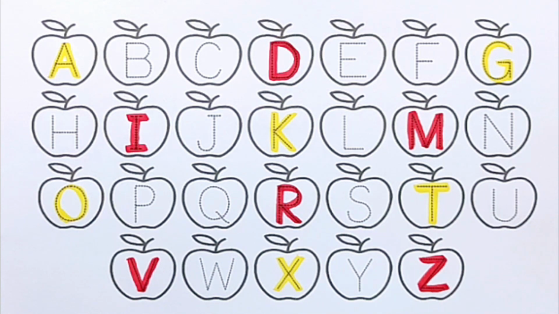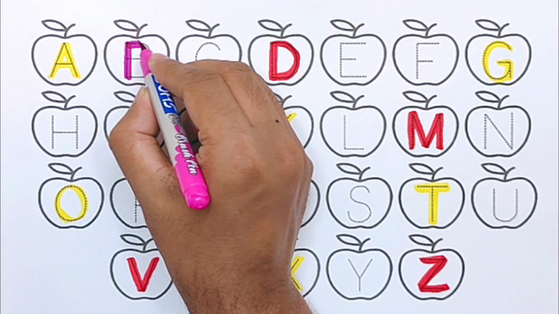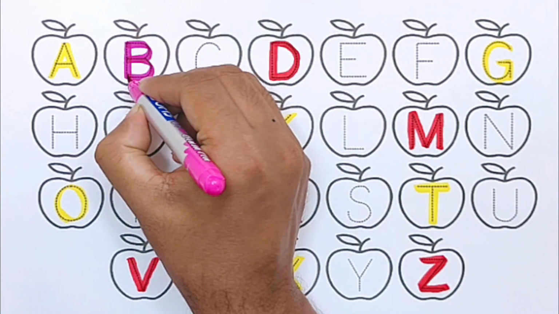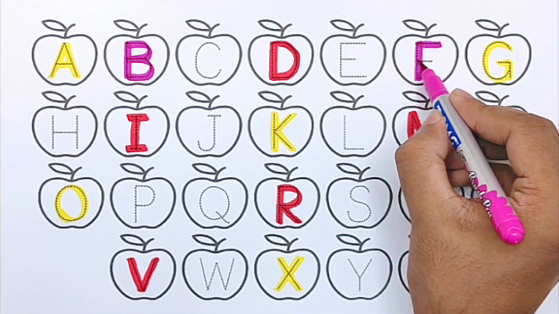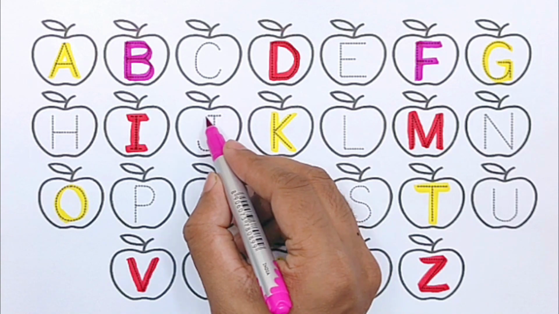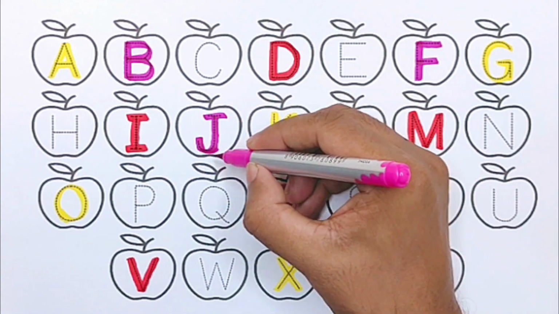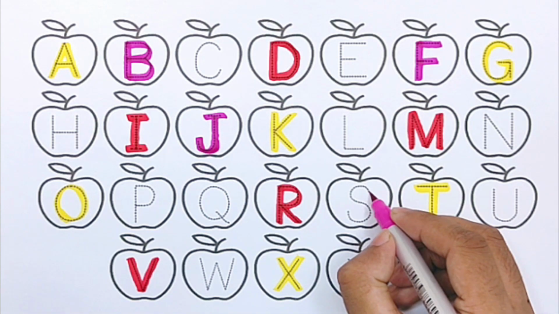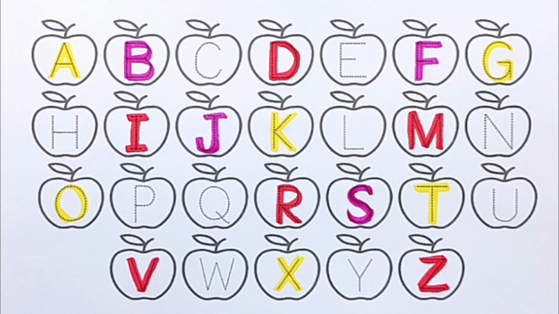Pink color. B for balloon. F for farmer. J for jacket. S for snake.